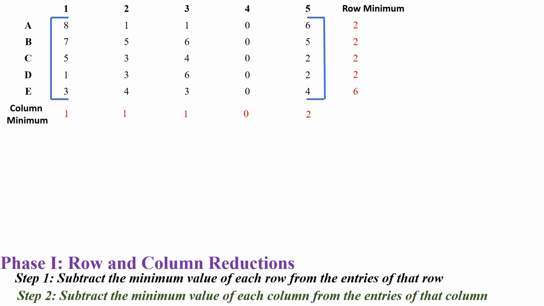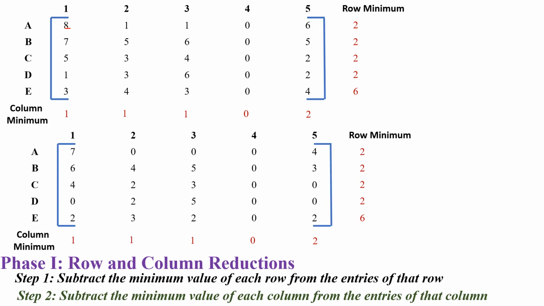Then the first column becomes 8 minus 1, it is 7. 7 minus 1, it is 6. 5 minus 1, 4. 1 minus 1, 0. 3 minus 1, it is 2. Similarly, in the second column, we have to subtract the minimum value 1, that is 1 minus 1 is 0. 5 minus 1, 4. 3 minus 1, 2. 3 minus 1, 2. 4 minus 1, 3.